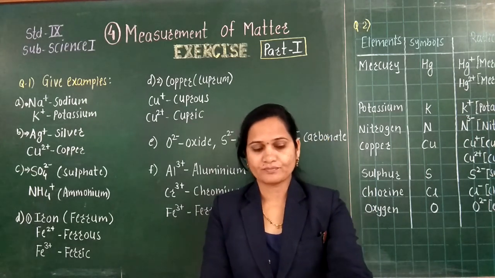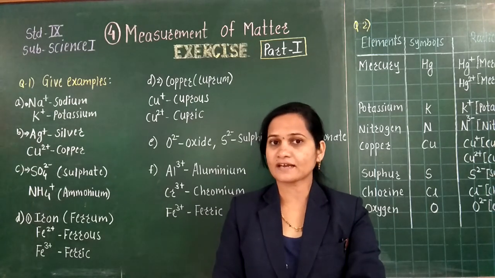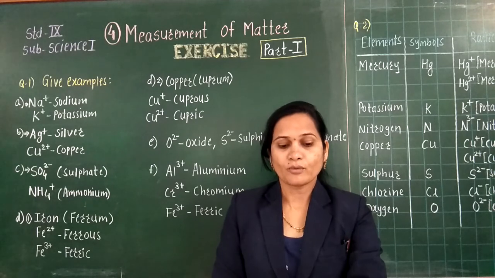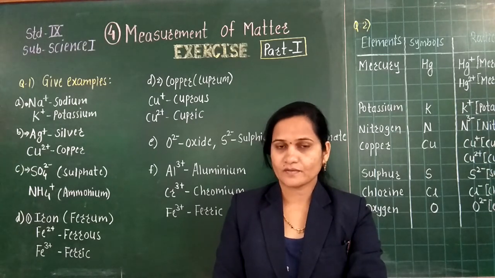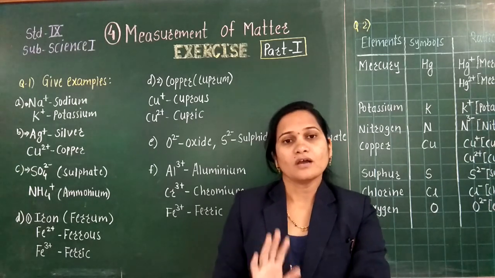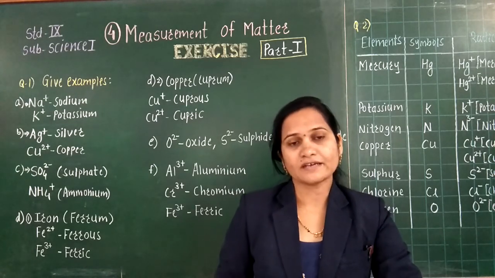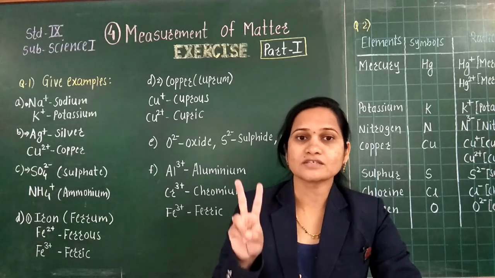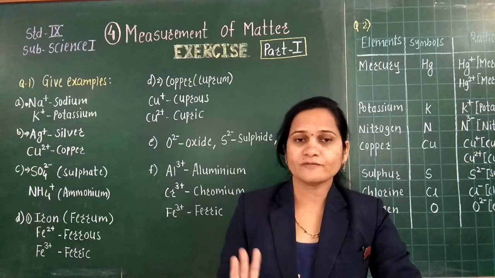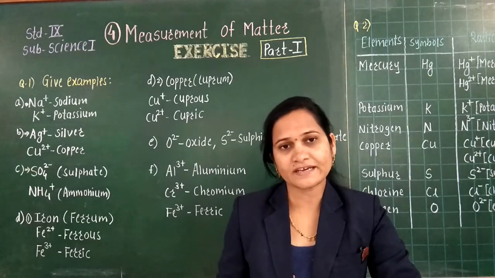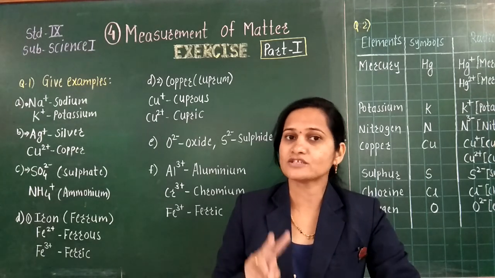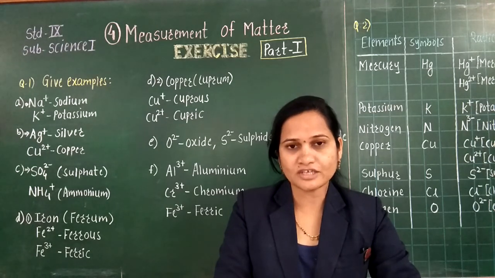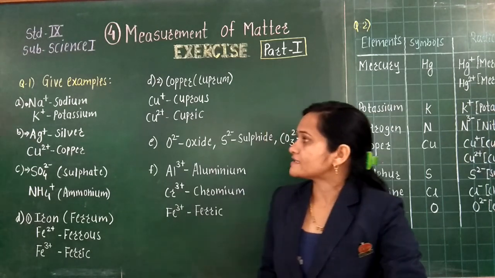Okay, see question number 1: Give examples. A total of 6 questions are given in question number 1. See question A, positive radicals. For each question you have to mention at least 2 examples. If you know a few more examples you can write them, but at least 2 examples are necessary for each question. So for positive radicals, I have written the answer.